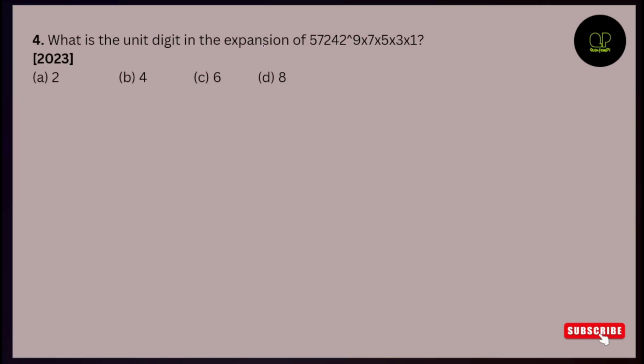What is the universal digit in the expansion of 57242 power 9 into 7 into 5 into 3 into 1? All right. So you need to find the universal digit. I already told you, just find the product of this, divide by 4, check the remainder, and do 2 power that remainder. So you have to find this product.